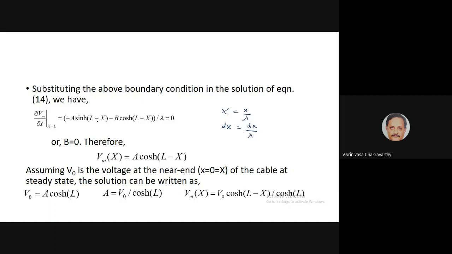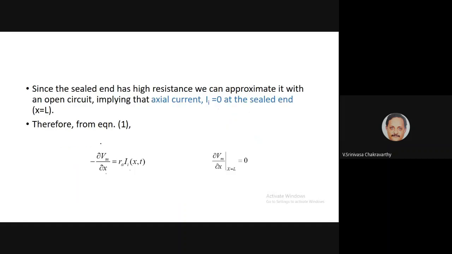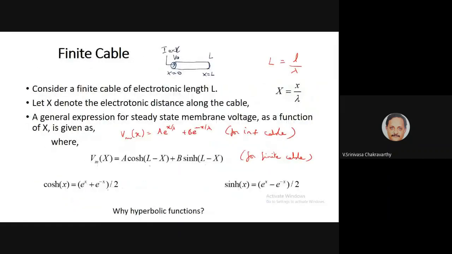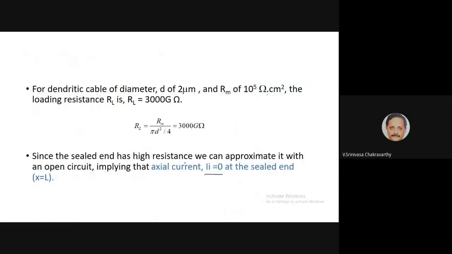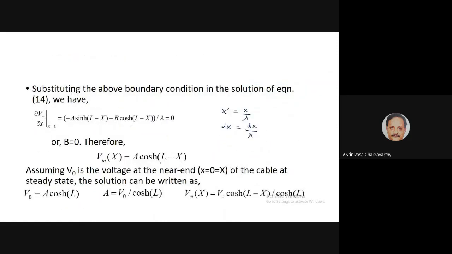So this is equal to 0, and if you plug in X equal to L, the first term becomes 0. So you get only the second term, which is equal to 0. Therefore, B is equal to 0. So if B equal to 0, then your original expression for voltage, A cosh(L − X) plus B sinh(L − X), becomes V(X) is equal to A cosh(L − X). So the boundary condition with the sealed end, where Ii is equal to 0 at capital X equal to capital L, gives us a slightly reduced expression for the voltage, A cosh(L − X).